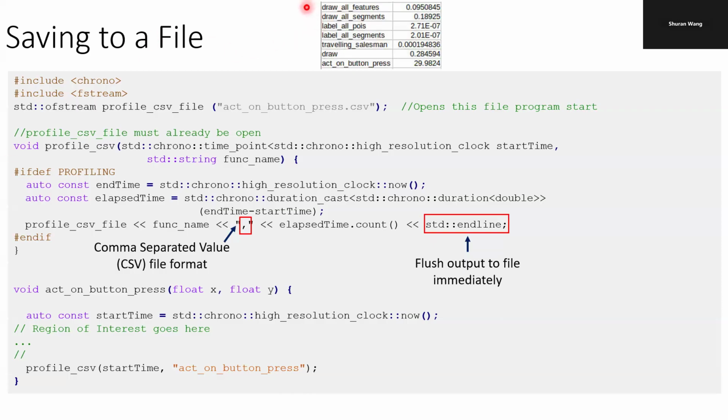And if you open the CSV file in a spreadsheet, it will look like this. It will have the name of the function that's passed in as a string when you call profile CSV here. Then the time in seconds.